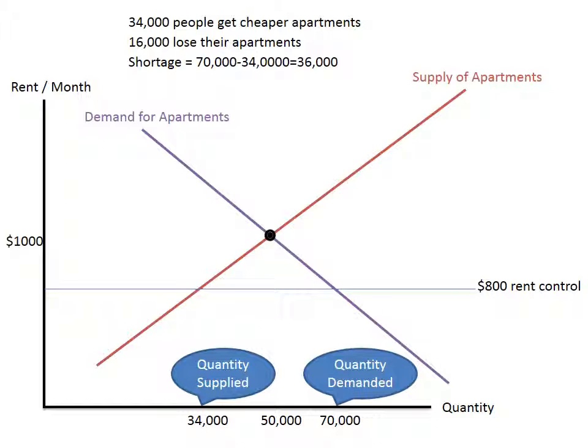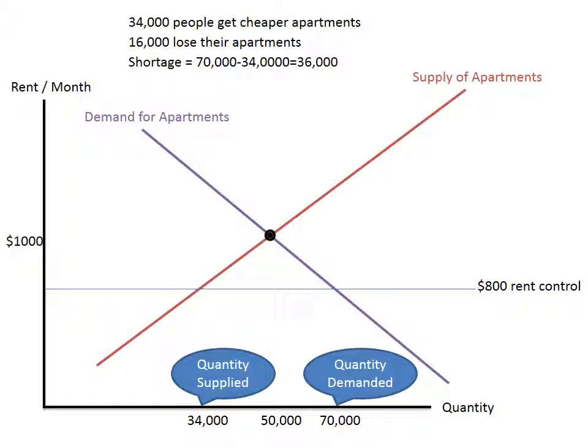Now, we can break down what happens due to rent control. In the equilibrium we had before, there were 50,000 apartments for sale. Now, only 34,000 apartments will be made available. That's all quantity supplied is going to be. So this means that 16,000 people lose their apartments. 34,000 people, however, will keep their apartments, or at least get cheaper apartments than they would without rent control. So 34,000 people in this simple model benefit, and 16,000 people lose their apartments.